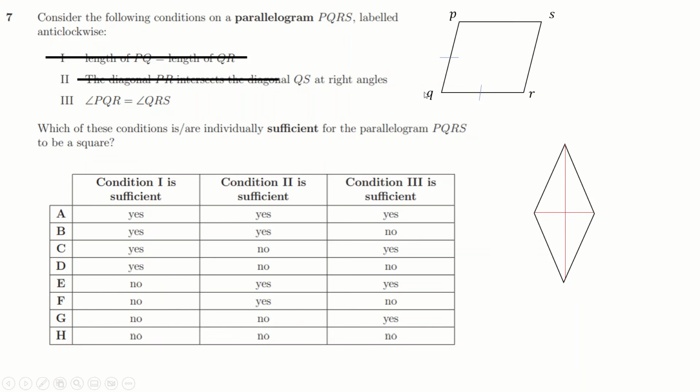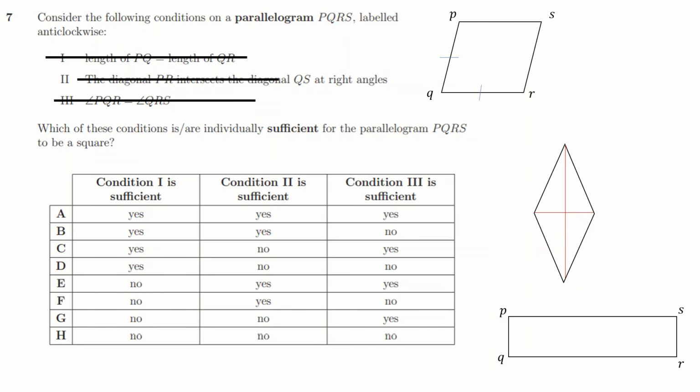And here, can I make the angle PQR equal to QRS? Well, actually, those are co-interior angles, right, if it's a parallelogram. So they must add up to 180. If they're equal, that means they must be 90. Can I think of a quadrilateral that has two angles 90 and is a parallelogram but not a square? Yeah, I went to year 4 maths, so we learned about rectangles. There it is, so that's not sufficient either. No, no, no is the answer to that question.